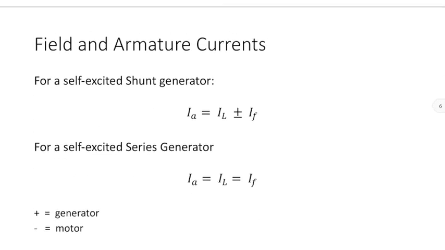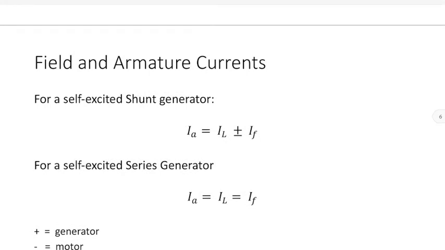Then we also have field and armature currents. So we will start with self-excited series. This should not be treated as separately excited.